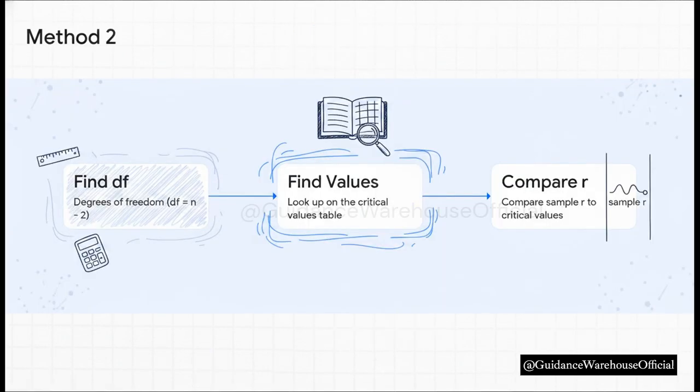Okay, so that was method 1, and now let's move to method 2, the critical value method. This method doesn't use a p-value at all, but it's going to give us the exact same logical result. Step 1, find your degrees of freedom. This is just your sample size, n minus 2. Step 2, look up that number on a 95% critical values table to find your target boundaries. In step 3, compare your actual sample R to those table boundaries.